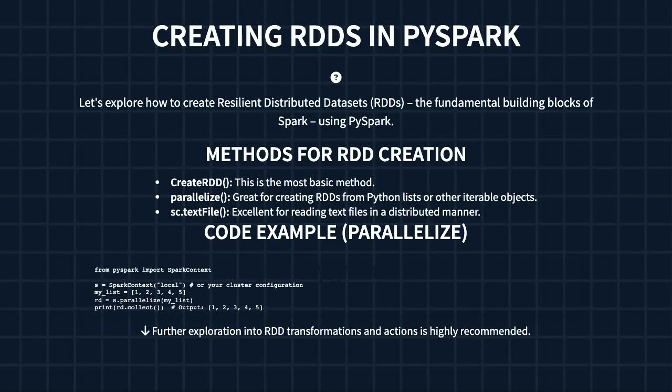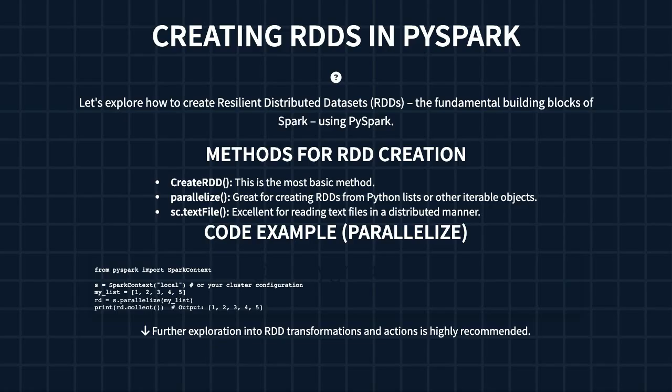Okay, so let's talk about creating RDDs in PySpark. They're the foundation of everything you do with Spark. There are a few different ways to get started. You can use the create RDD method directly, but it's often more convenient to leverage methods like parallelize. Parallelize is fantastic for turning Python lists or other iterable objects into distributed datasets. And if you need to read data from files, textFile is your go-to tool.